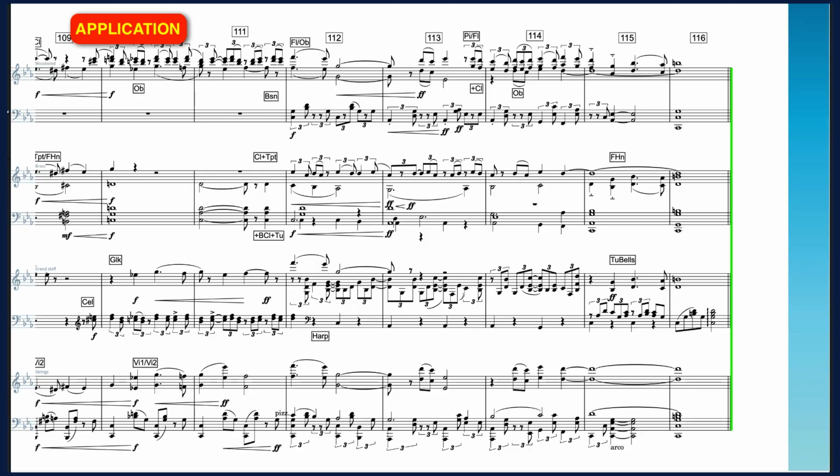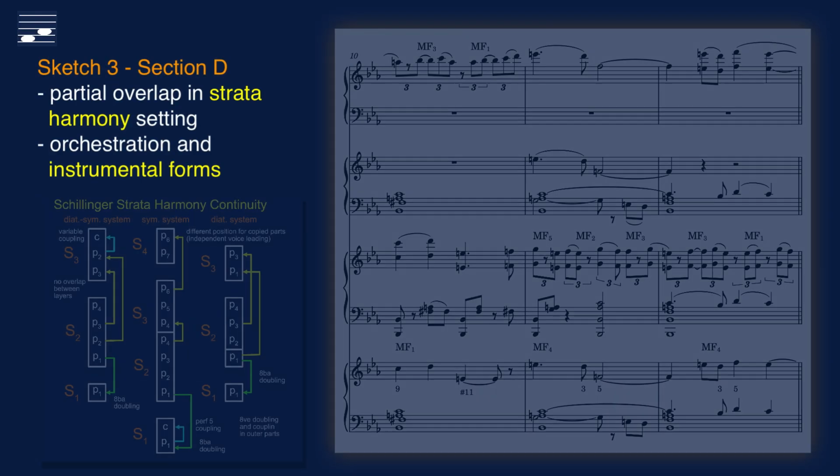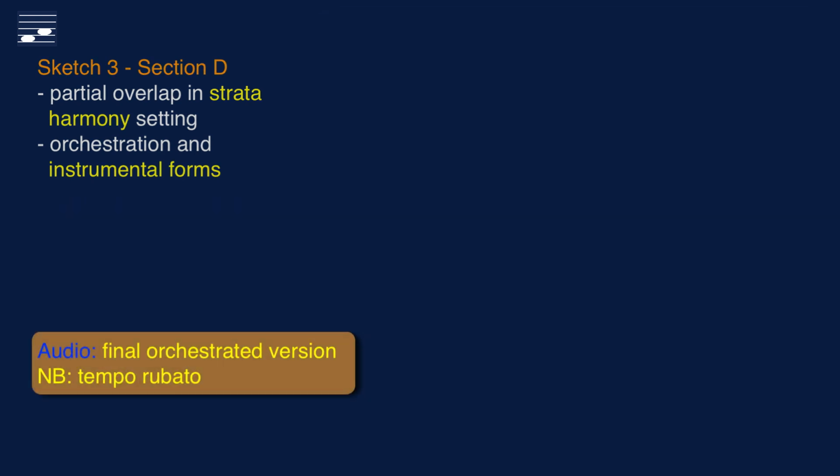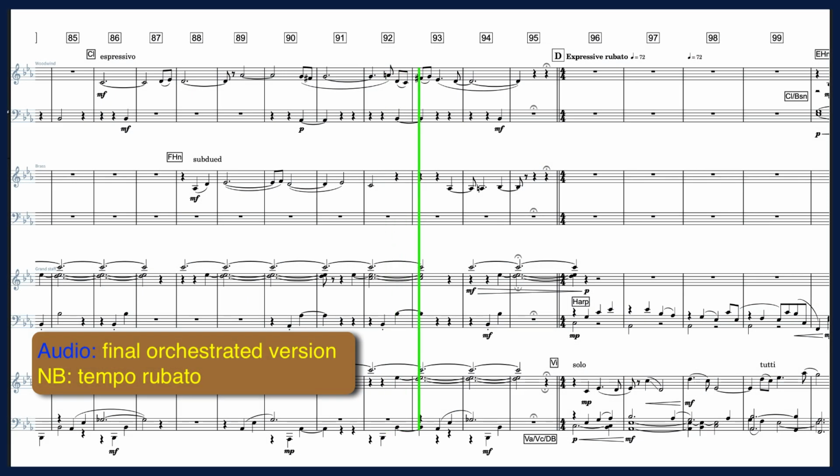There is minor inconsistency in the application of the Schillinger strata harmony technique, as there is some part overlap between layers. Here, the orchestration and selection of appropriate instrumental forms should help to separate and discern the individual motif statements. And now listen to the final, full orchestral mix of the closing section. It is an excerpt from the full piece found in part 1 from this series.